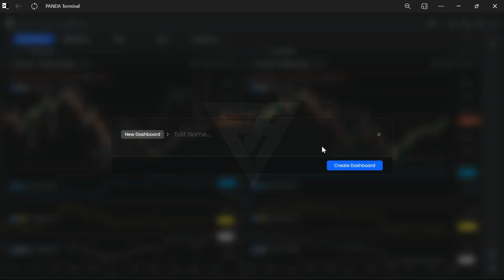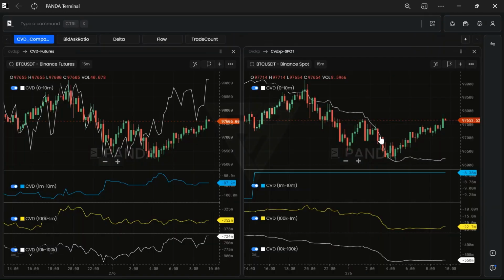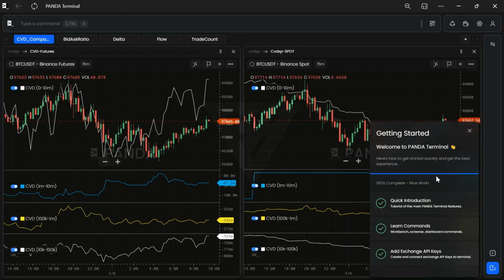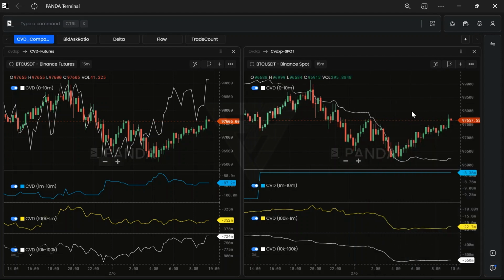You can add more dashboards from here. You can see all your trade positions from here. You can get a basic tutorial and platform overview from here. Let's talk about main charting here.